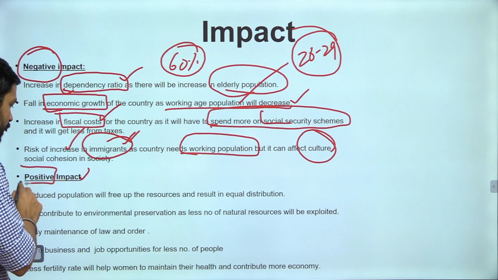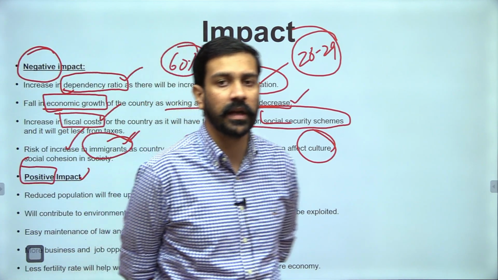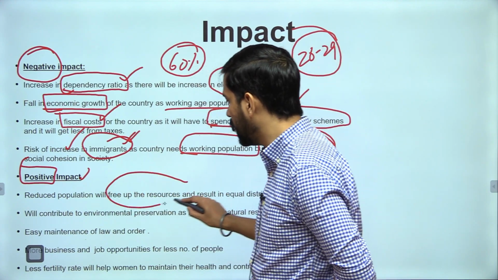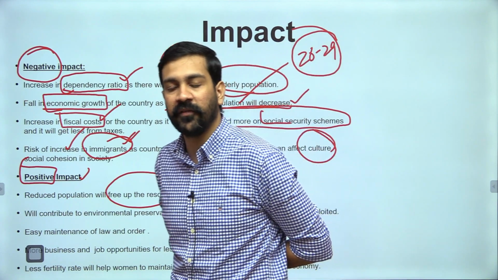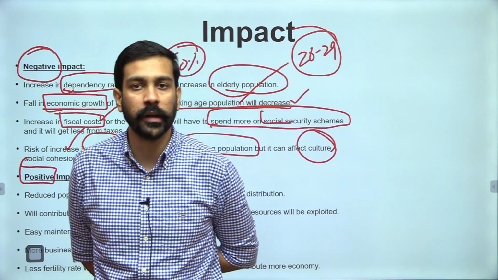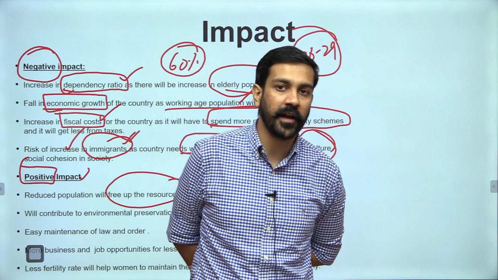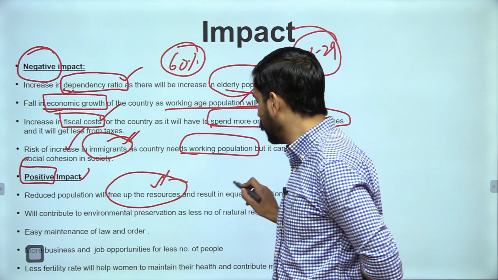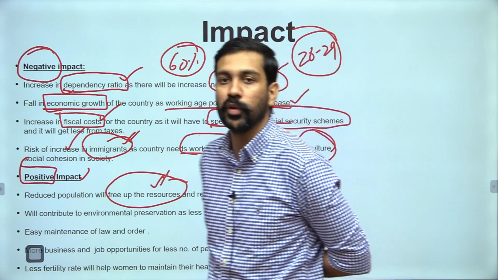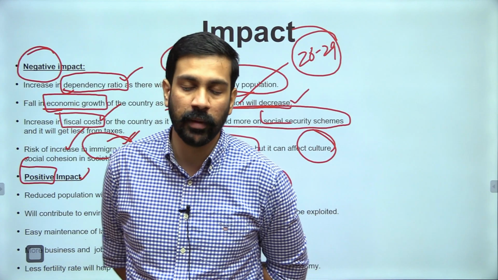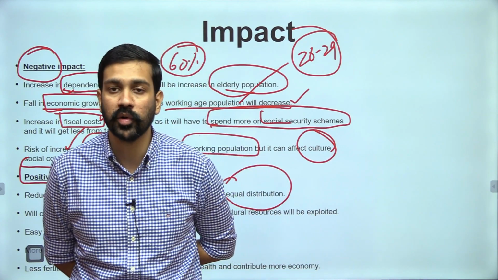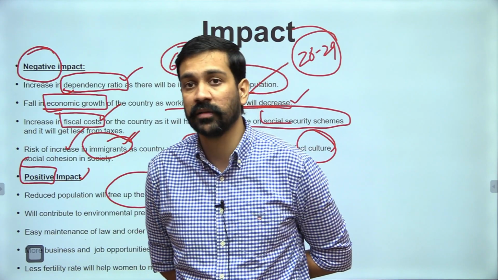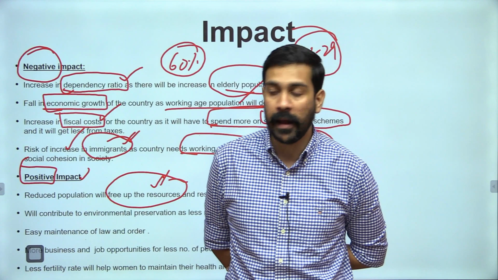Now coming to the positive impact, what can be the positive impact of declining fertility rates? First of all, a reduced population will free up resources. Obviously, if earlier there were 1000 people for 1 unit of land, and now there are 500 people for 1 unit of land, the freeing up of resources will result in a more equal distribution. More people will be getting more units of land or more units of resources. Earlier, because of high population, the resources were very scarce or the equal distribution was not happening.